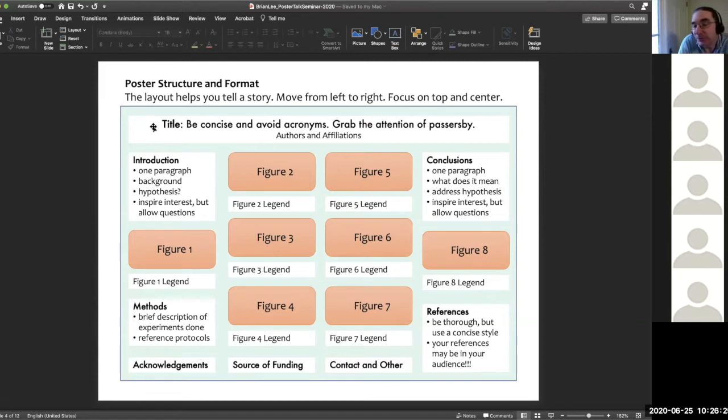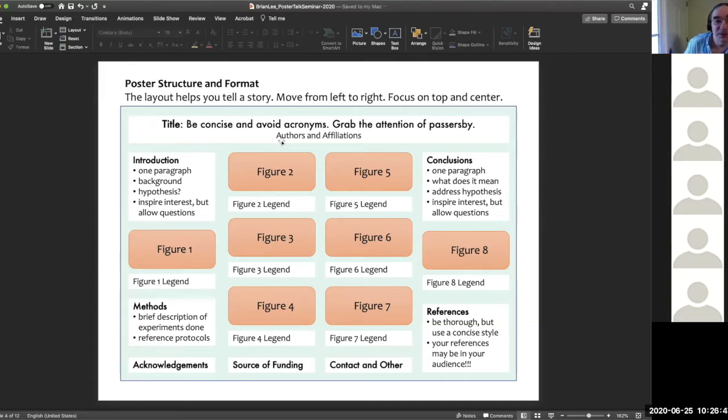But very importantly, with the title, you want to try to grab people's attention. You want the title to be readable. You want it to be interesting. You want it to be something that intrigues people, that makes them want to stop and say, hey, I wonder, there's something interesting about the title that makes them want to look further into the poster.